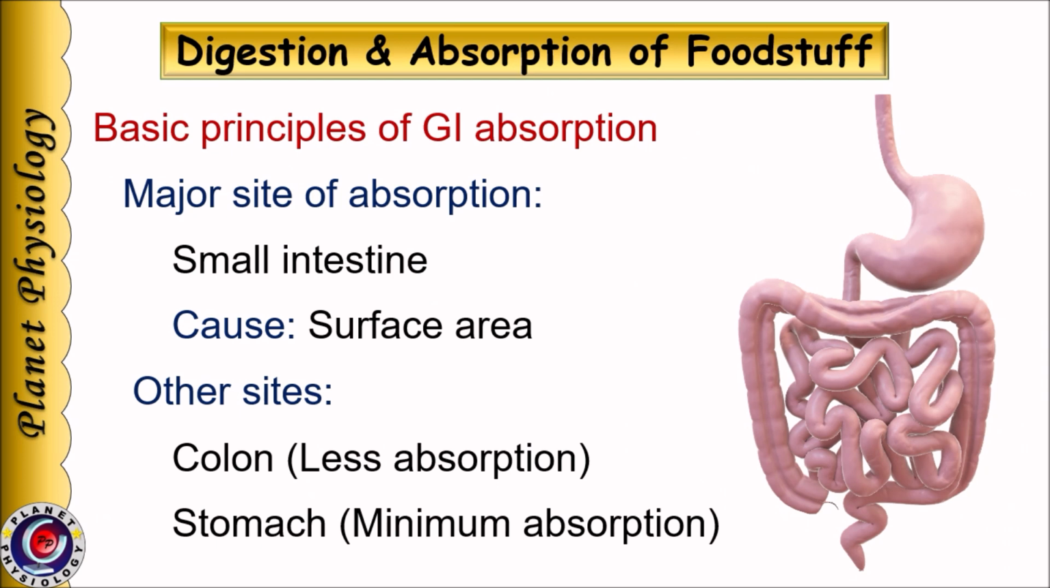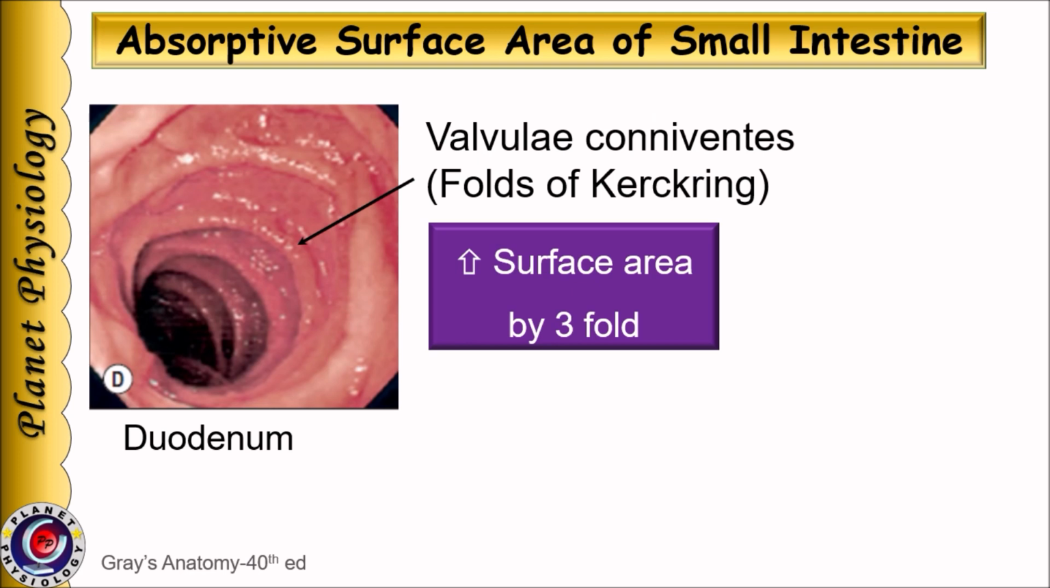Before going into details of this process, let us study peculiar features of intestine that makes it the predominant site for absorption. As you can note in this picture, inner wall of small intestine has many foldings. These are called as folds of Kerckring or valvulae conniventes. These folds are mainly present in duodenum and jejunum, and they increase the surface area of intestinal lumen by 3 times.